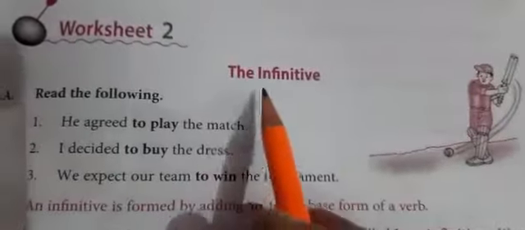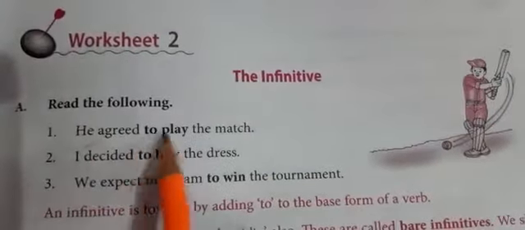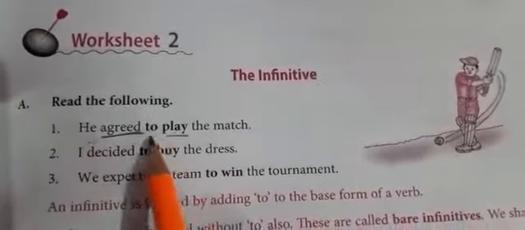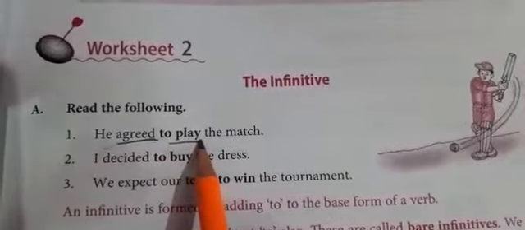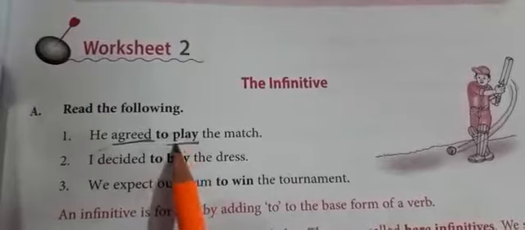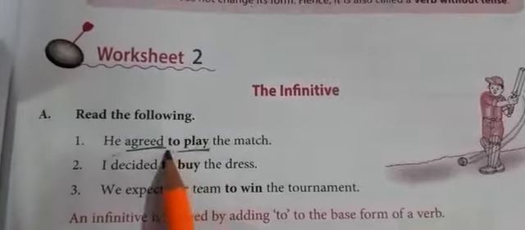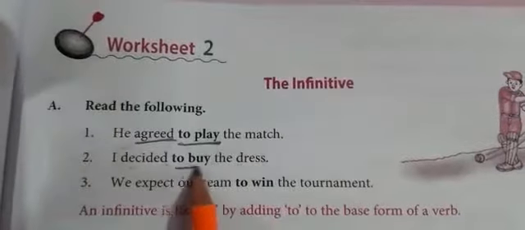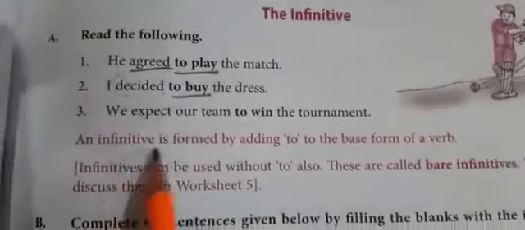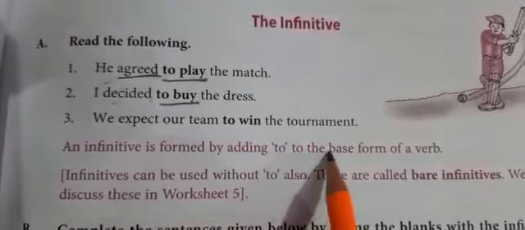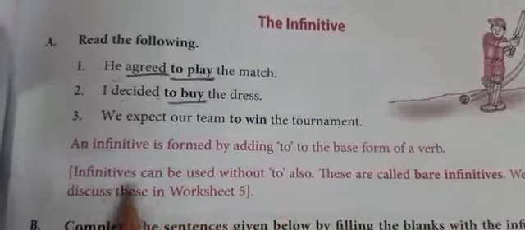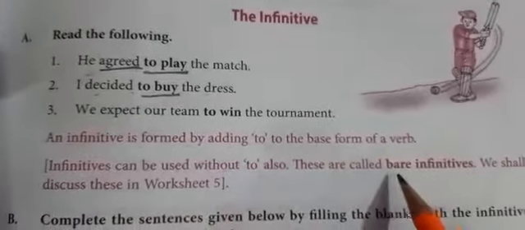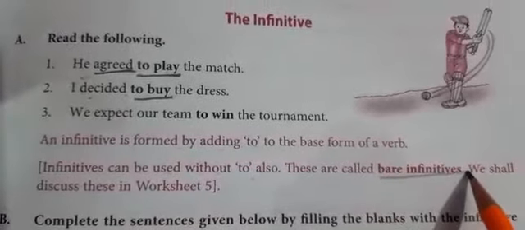And worksheet number 2, the infinitive. He agreed to play the match. There are two verbs, agreed and play, and to play is the infinitive. When we use to before the verb, then it is the infinitive verb. I decided to buy the dress. To buy, infinitive. An infinitive is formed by adding to to the base form of the verb. Infinitive can be used without to. Sometimes we use the infinitive without to, then it is called a bare infinitive.